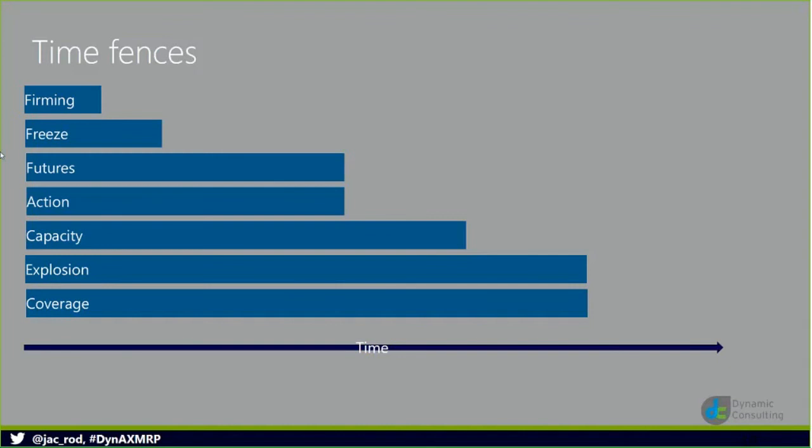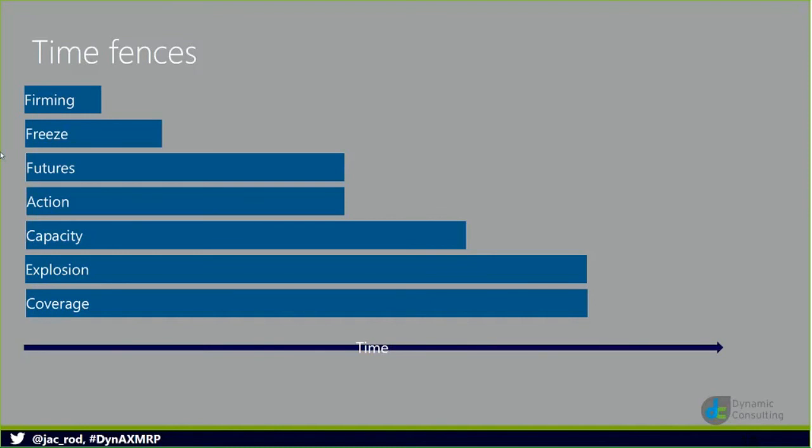Now, why not have them all set up to be the coverage time fence? That's a good question. I think in more recent versions, 2012, 2009 even, since you can do batch processing of MRP and since you can do multi-threading, it's a lot faster now. And I don't hear a lot of people that have performance issues with master planning where it takes 8, 12, 16 hours to run anymore like they used to have in older versions. So there's a lot of times not a real need to change the explosion time fence and capacity time fence to anything shorter than the coverage time fence.